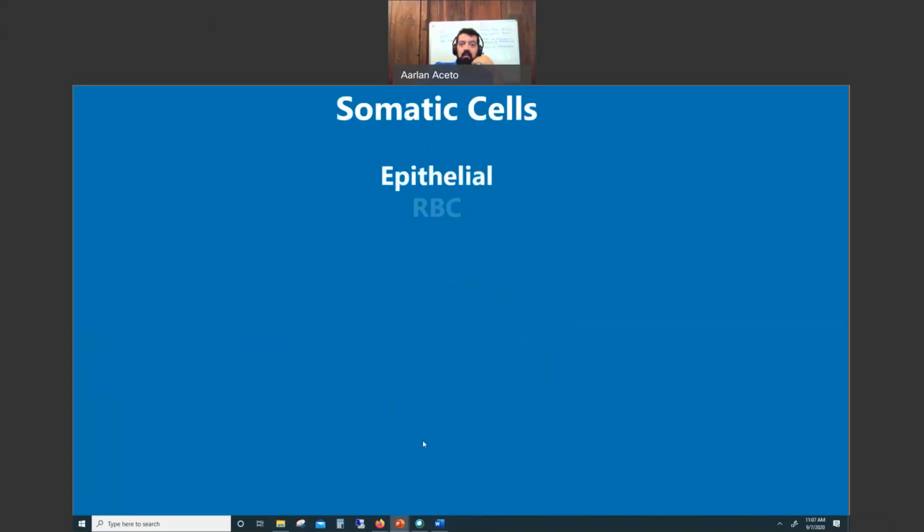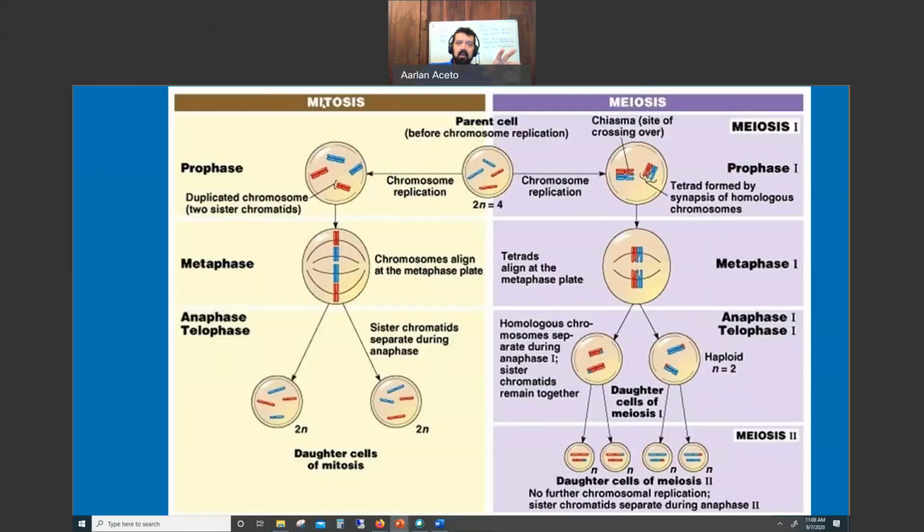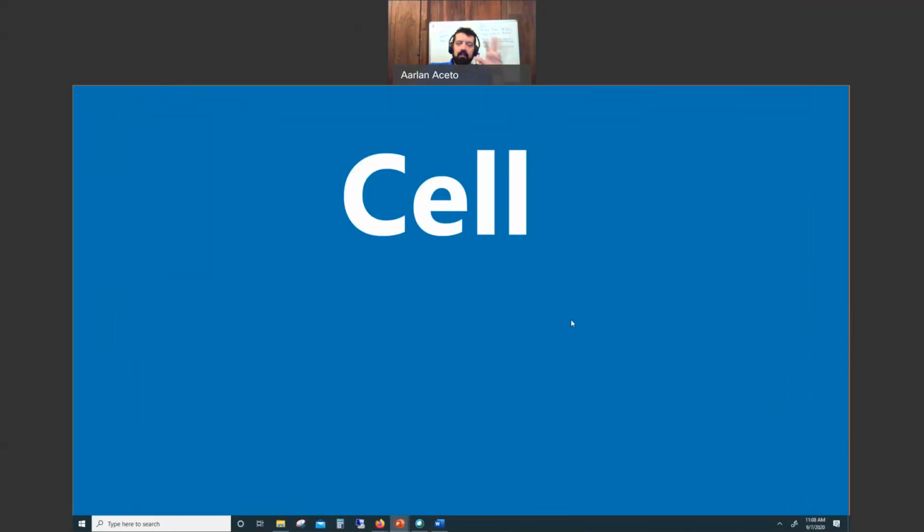So let's go over what we do. All cells come from pre-existing living cells. It's not spontaneous. You have these parent cells. We're not going to get into mitosis or meiosis so much, but that's how they reproduce, either for sexual reproduction or for the cells just to produce. Again, this is a little bit beyond what I'm interested in right here.